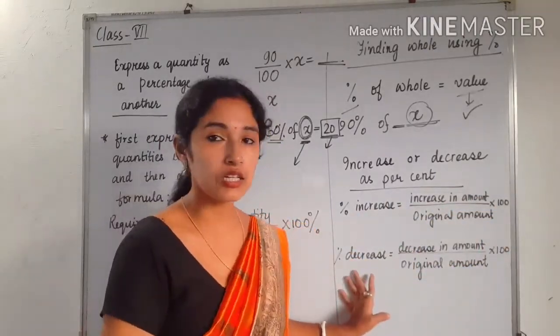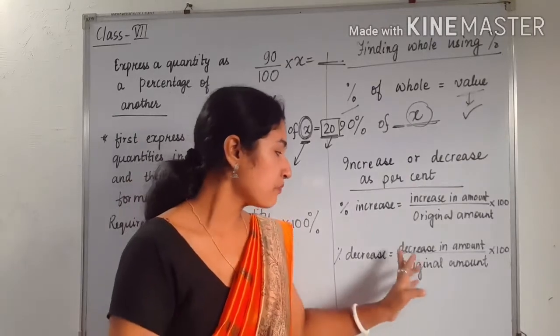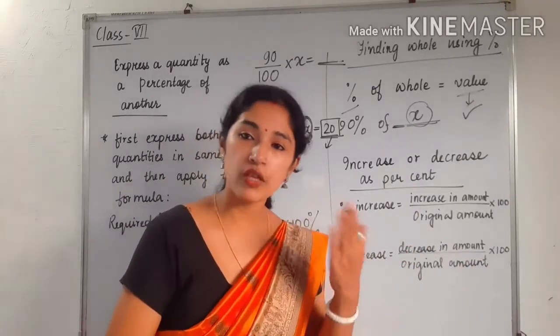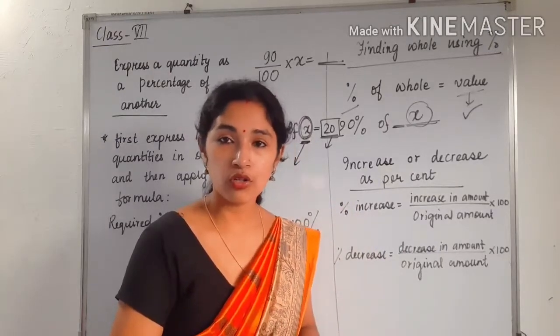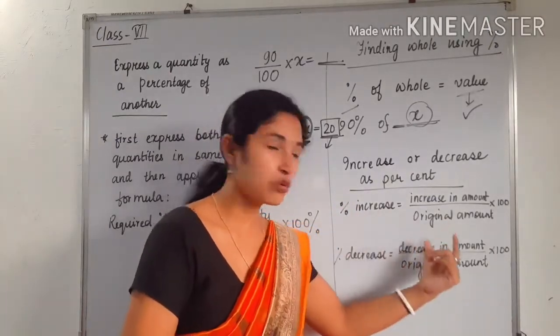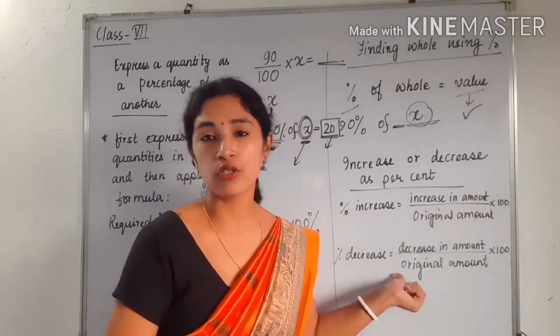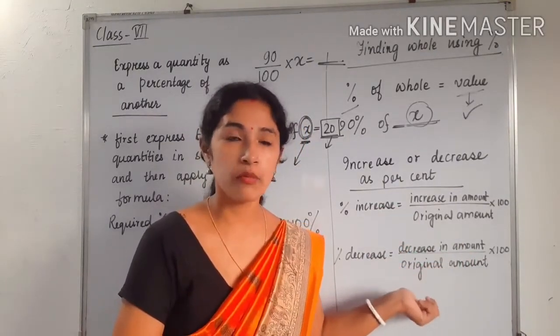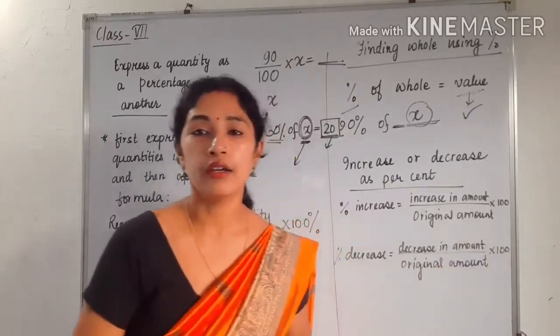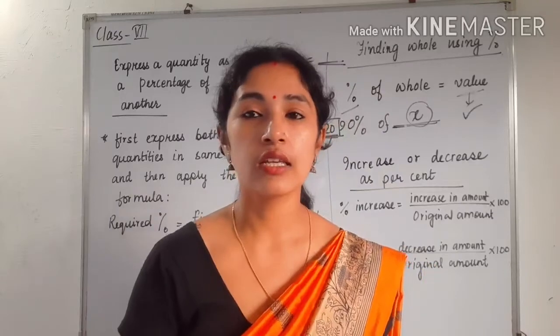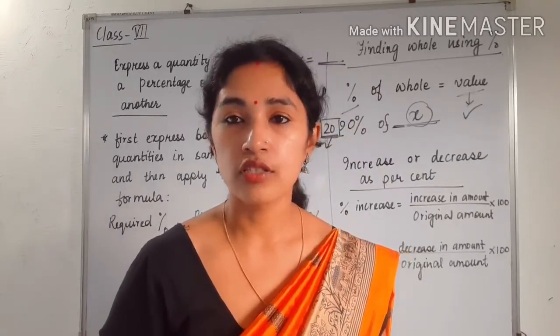Similarly, what will the decrease in percentage be? Percentage decrease is the decrease in the amount from the previous amount. That decrease in amount we write here, divided by the original amount. We write the original amount, then again multiply by 100. So let us do some questions from the exercise so that we can easily understand these concepts.